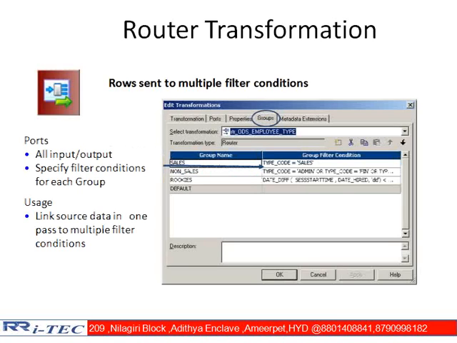Then how the router transformation looks is, see this one. Whatever input data is available, rows are sent to multiple filter conditions. One filter condition is, type code is equal to sales. I am sending one employee here. I am evaluating whether the employee type belongs to the sales department or not. If that person belongs to the sales department, then it is going to load into the sales target. And it won't stop there.